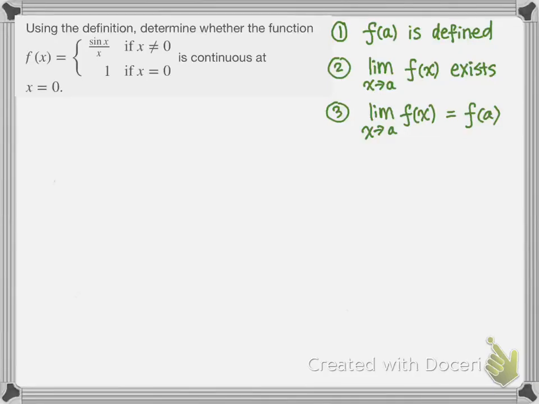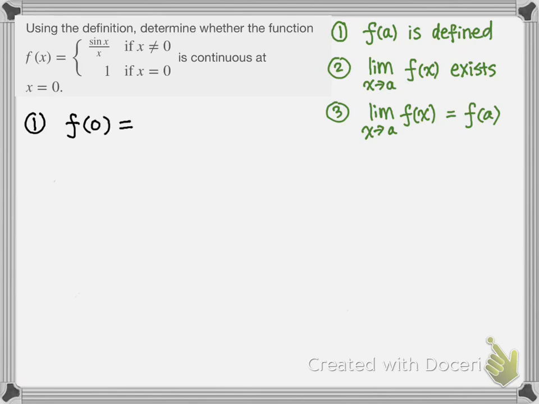Let's take a look at an example when we try to check whether a function is continuous at a point. We have to check all three conditions because they are conditions when a function is continuous. So condition number one: is the function defined at the point that we're interested in? So x equals 0. Okay, so is f of 0 defined?